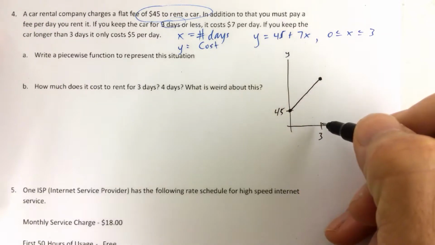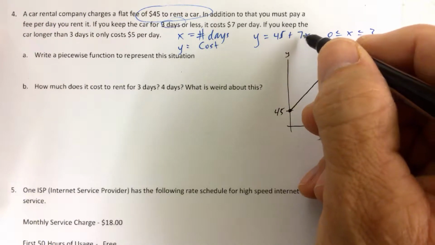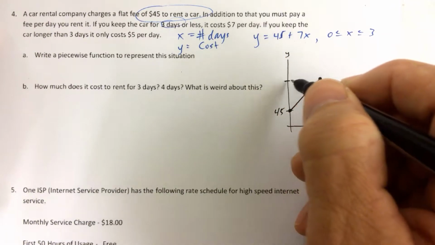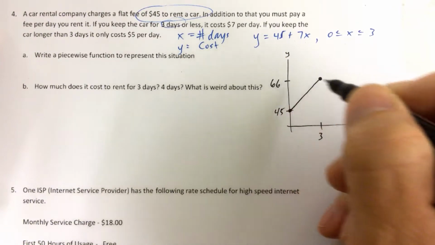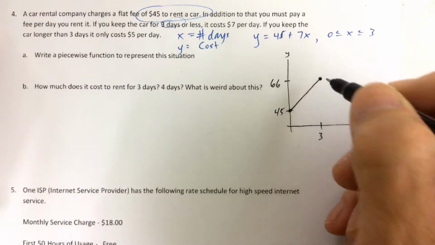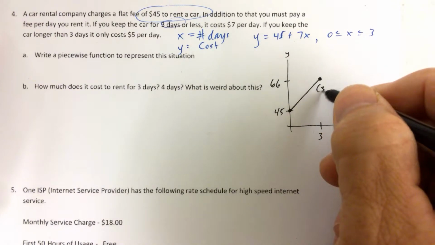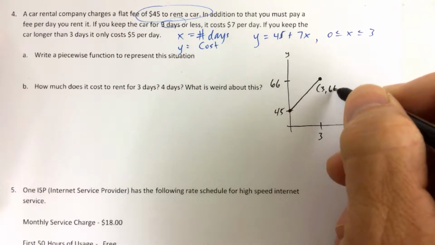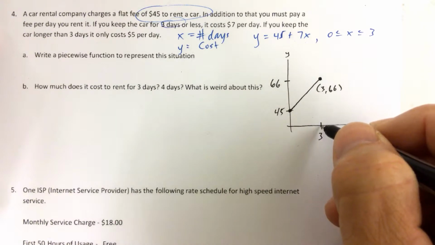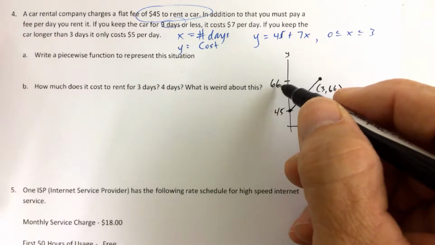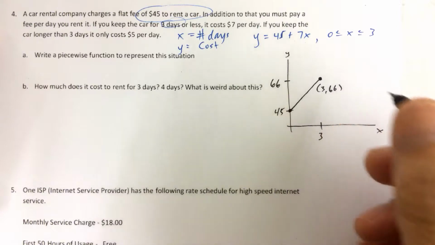If we rent the car for 3 days, then we're going to be paying $21 plus the $45, so we're going to be paying $66 if we rent the car for 3 days. So we have an ordered pair up here, (3, 66). 3 is the number of days. 66 is the amount of money that we're going to be paying for those 3 days.